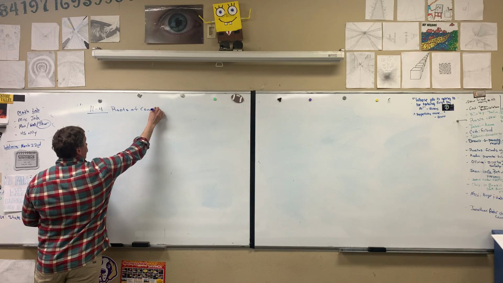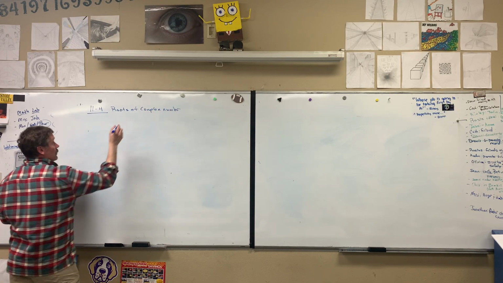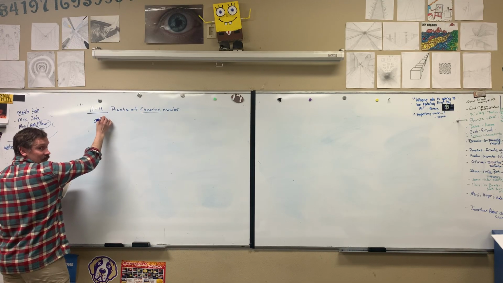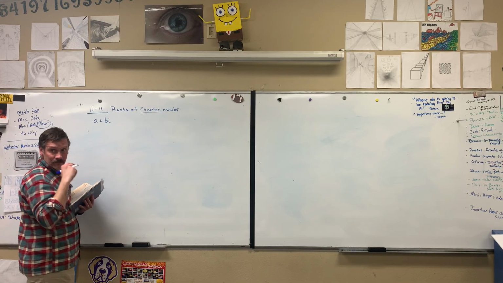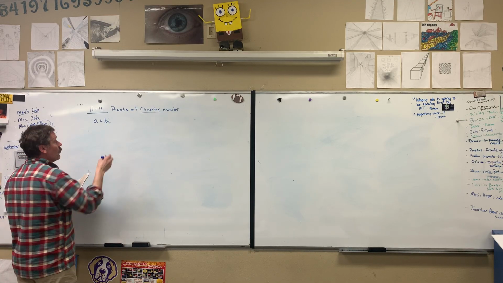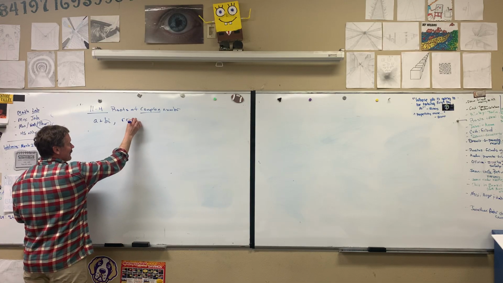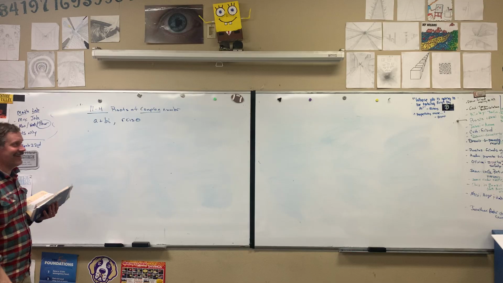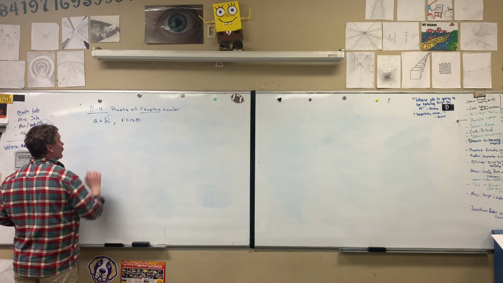Now, on a complex number, when you hear the word complex number, you should be thinking a plus bi. Now that is in which form? Rectangular. What is it in polar form? R cis theta. Hey, but at least you said cis. Yeah, r cis theta, right? So those ones go together.